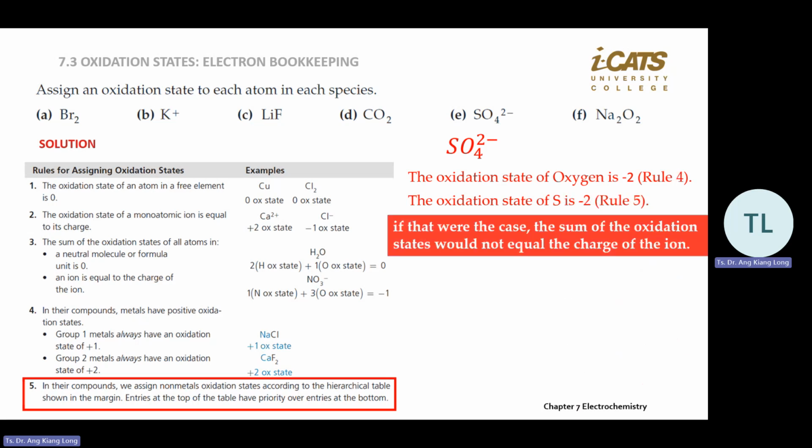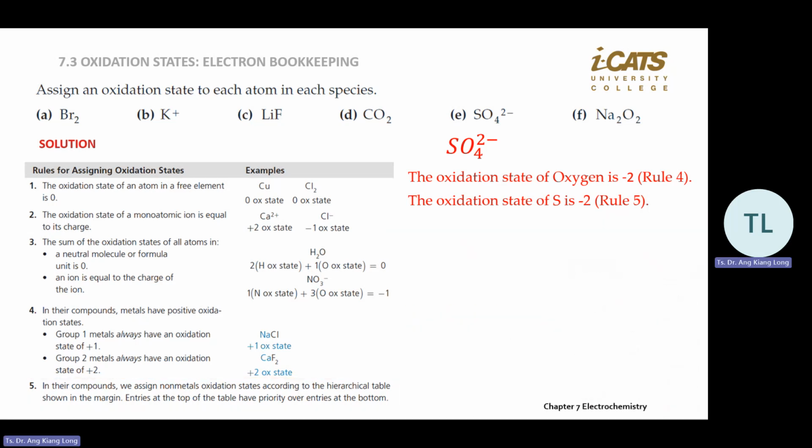However, if there were a case where the sum of oxidation states would not equal the charge of the ion. Because why? You take S plus O4. O4 means 2 negative, plus 2 negative means 4 negative already. You won't get 2 negative. Right? So it will not equal the charge. So you need to do something. So how to do?